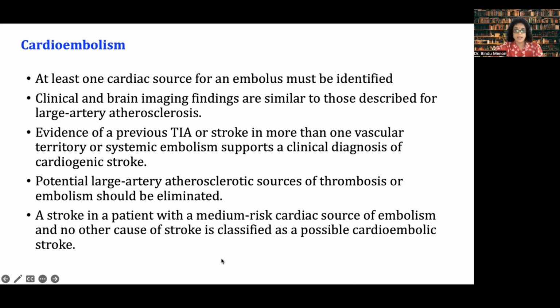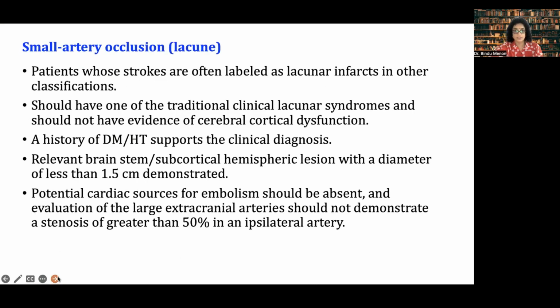A potential LAA source of thrombosis or embolism should be eliminated, and a stroke in a patient with a medium-risk cardiac source of embolism and no other cause of stroke is classified as a possible cardioembolic stroke.